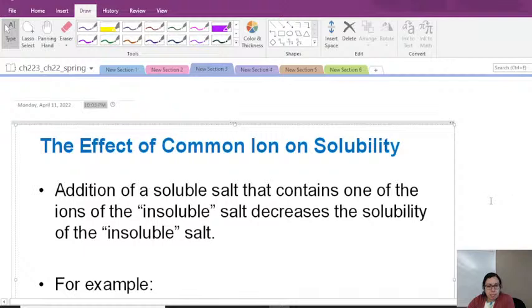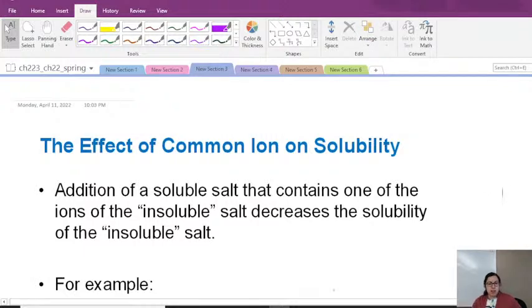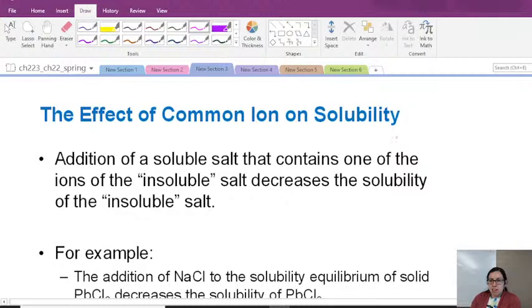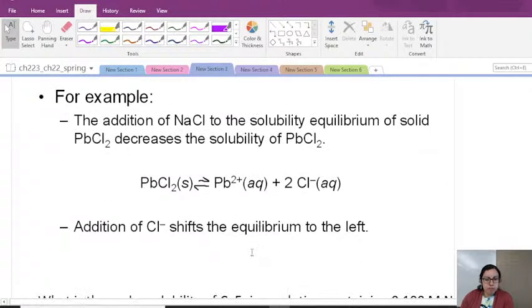All right. And so now we'll look at the effect of the common ion on solubility. This relates back to Le Chatelier's principle as well. The addition of a soluble salt that contains one of the ions of the insoluble salt decreases the solubility of the insoluble salt. Let's think about that in terms of Le Chatelier's principle.